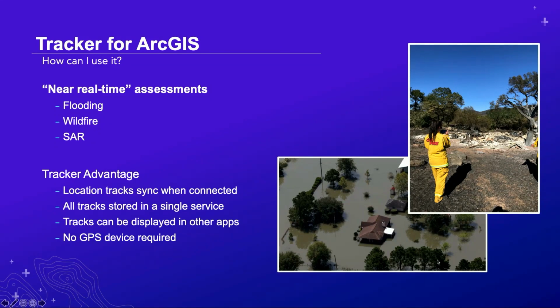Another way you can use it is for near real-time assessments, whether that be a flooding event, perhaps a wildfire, or search and rescue activity. The interesting thing here is that a lot of those workflows today are handled through separate units, like a Garmin handheld. And in the context of a wildfire event, for example, those assessors that are doing, let's say, damage assessment reports are carrying along these separate handheld units.